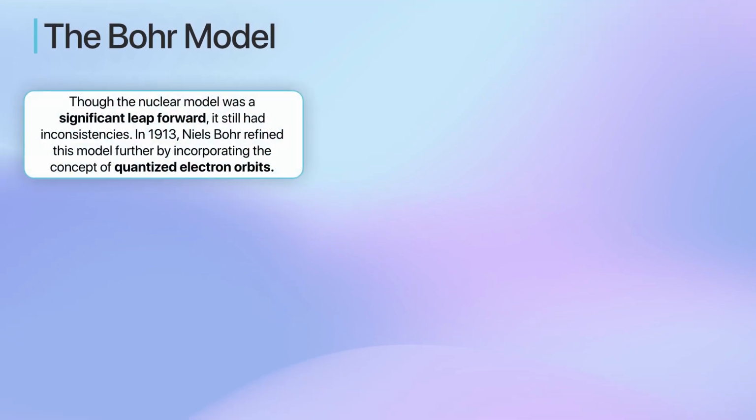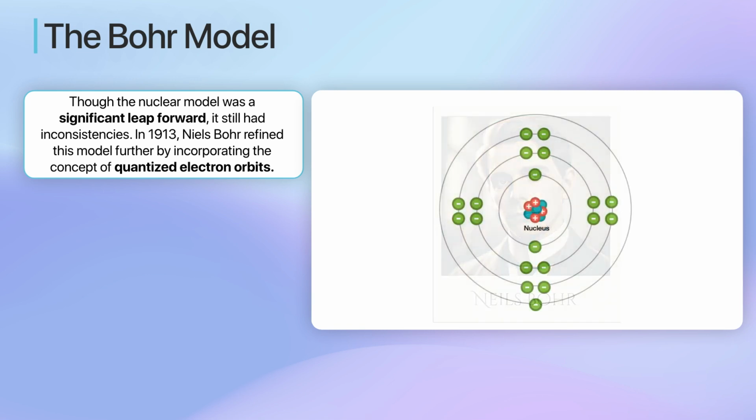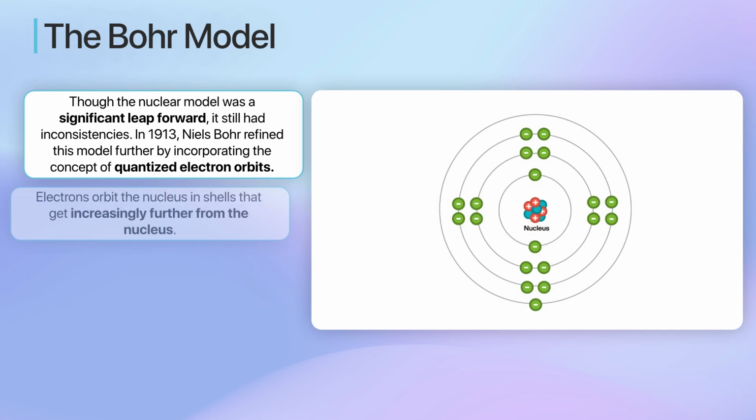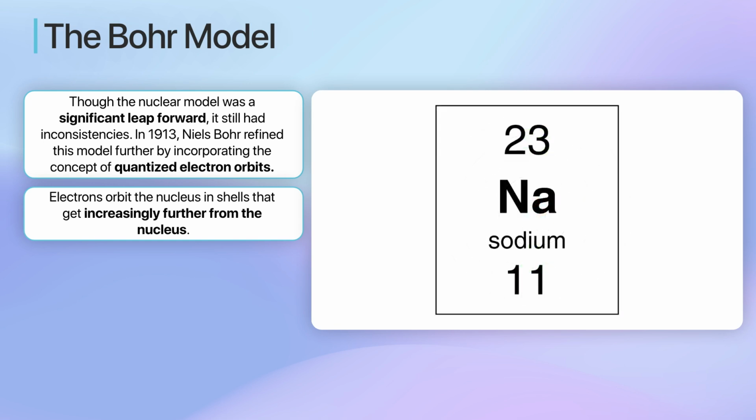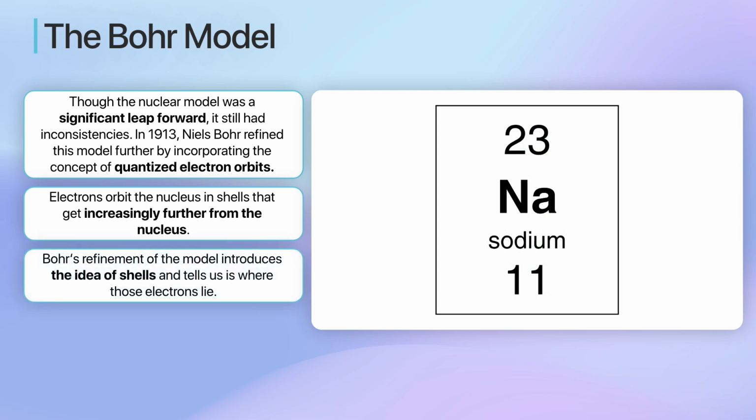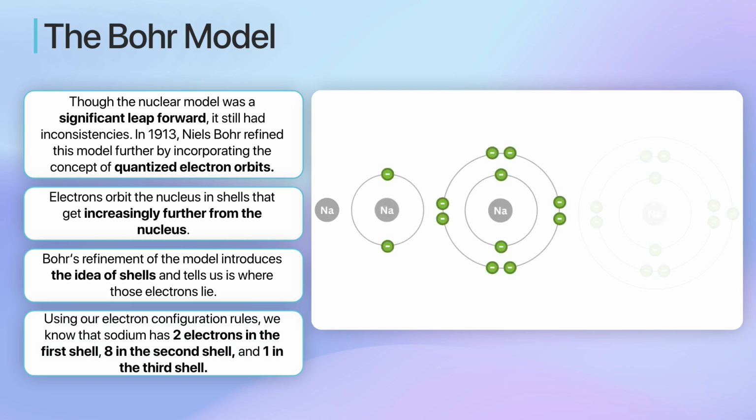Though the nuclear model was a significant leap forward, it still had inconsistencies. In 1913, Niels Bohr refined this model further by incorporating the concept of quantized electron orbits. Recall from our lesson on electronic structure that electrons orbit the nucleus in shells that get increasingly further from the nucleus. For example, sodium has 11 electrons. What Bohr's refinement of the model tells us is where those electrons lie. Using our electron configuration rules, we know that sodium has 2 electrons in the first shell, 8 in the second shell and 1 in the third shell.